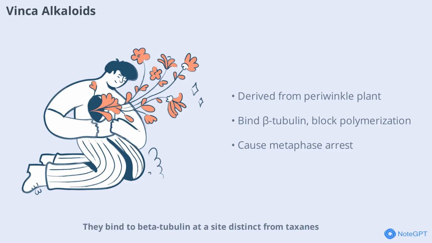Vinca alkaloids are natural plant alkaloids originally isolated from the Madagascar periwinkle. They bind to beta tubulin at a site distinct from taxanes, preventing the addition of new tubulin subunits and causing the mitotic spindle to fall apart. Without a functional spindle, chromosomes can't separate, so the cell freezes in metaphase and dies. These drugs have been a cornerstone in cancer therapy for decades, especially in treating various leukemias and lymphoma.